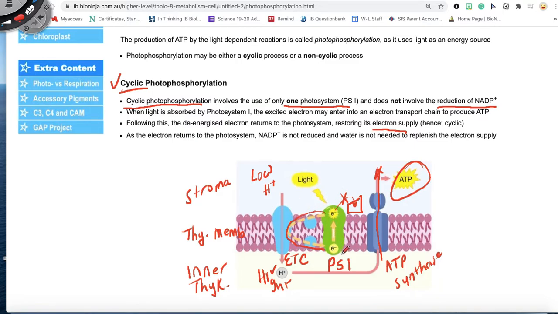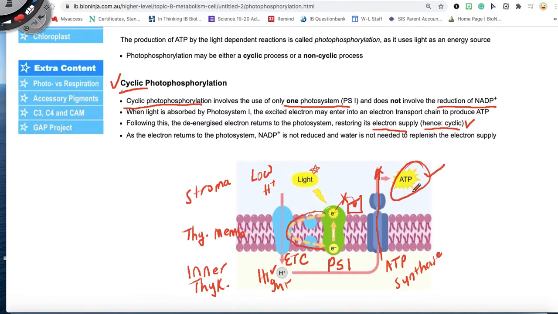So the de-energized electrons that come back to photosystem 1 go to a higher energy state by more light hitting this photosystem 1. So we call that cyclic because the electrons are returning to the same photosystem. So photosystem 1 is restoring its own electron supply. So it goes in a circle like that. It goes in a cycle like that. So we call it cyclic photophosphorylation.